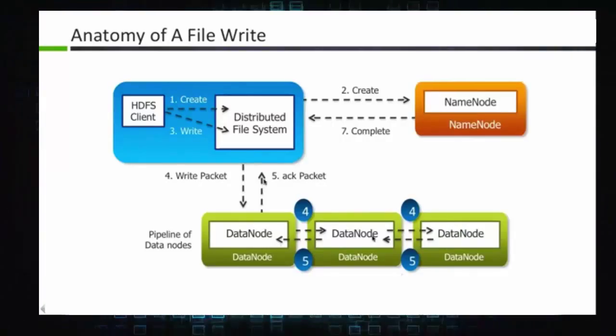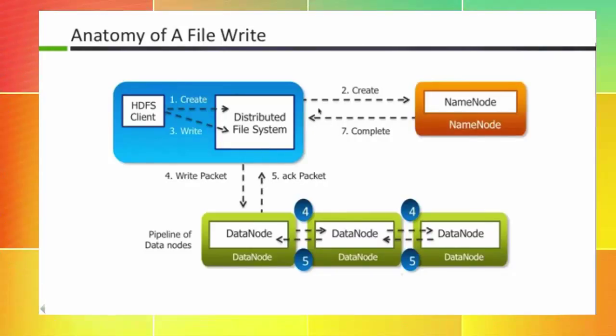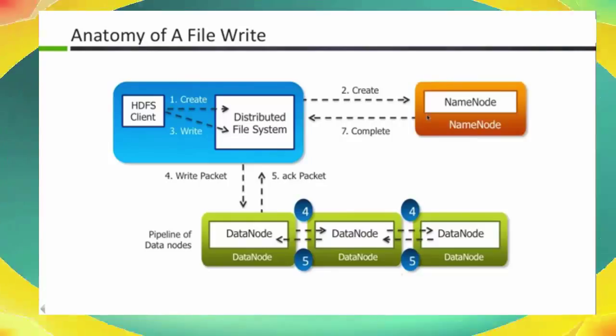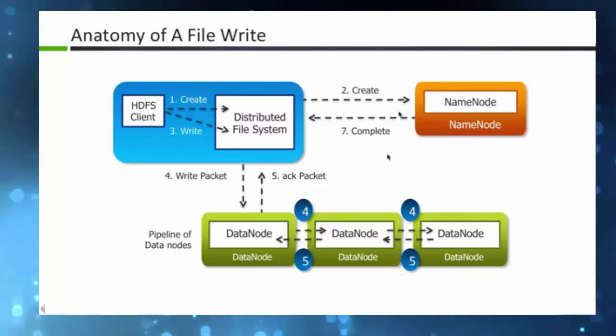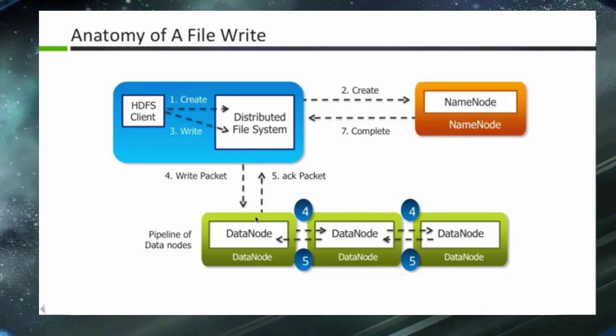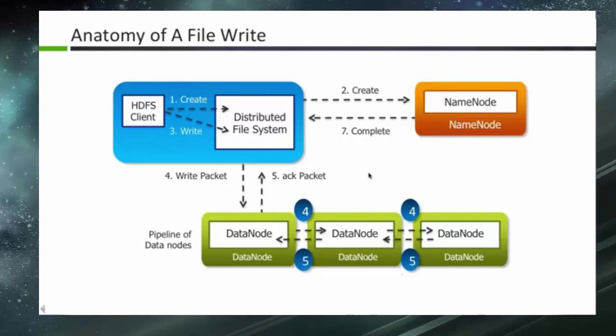The final acknowledgement will be sent, I think the arrow is wrong, this will be sent back to the name node, and the name node will come to know that the write has happened, and then it will put it in its metadata that, okay, this data is written at this point, and next time when a read has to happen, it will read from this point.